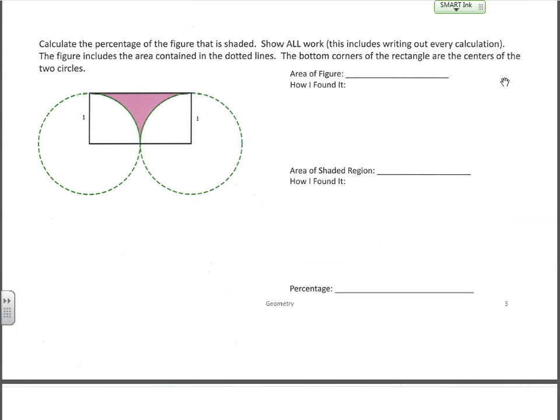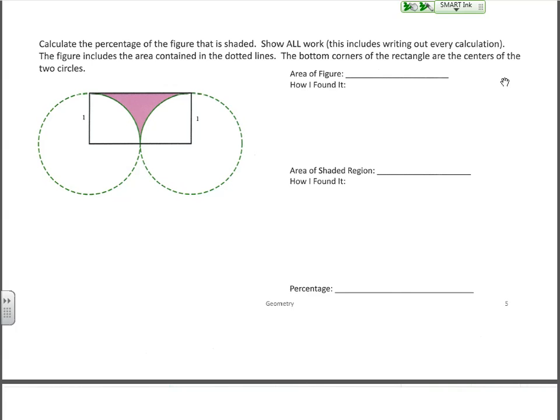Calculate the percentage of the figure that is shaded. Yes, the figure includes the rectangle and these sections of the circles also. So it's essentially the rectangle plus 3/4 of a circle plus 3/4 of a circle. I'm using 3/4 because you don't want to count this section twice. It's already part of the rectangle, right? You don't want to count that twice for the total figure. But yes, the dotted lines there and those enclosed circles are part of the figure.